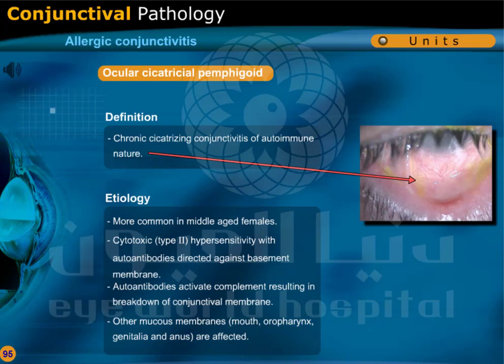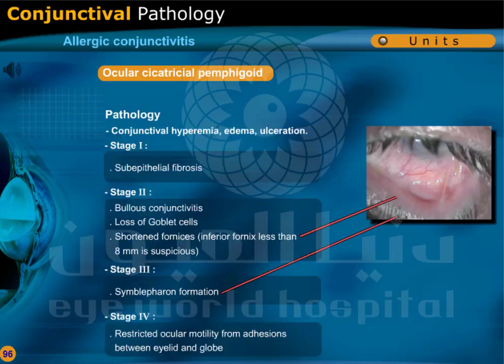Ocular cicatricial pemphigoid. This is chronic cicatrizing conjunctivitis of autoimmune nature. It is more common in middle-aged females. It is cytotoxic type 2 hypersensitivity with autoantibodies directed against basement membrane. Autoantibodies activate complement, resulting in breakdown of conjunctival membrane. Other mucous membranes, like that of mouth, oropharynx, genitalia, and anus, are affected. Pathology: conjunctival hyperemia, edema, and ulceration.